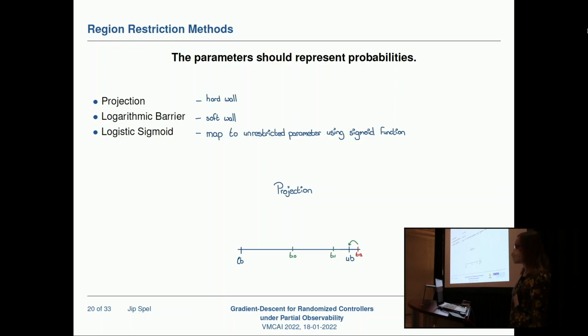Then we looked at the logarithmic barrier, which is also like a wall, but it tries to push you away from the wall. And finally, we looked at the logistic sigmoid, where you map the parameter to an unrestricted one and then map it back again afterwards. And we also implemented these three methods.